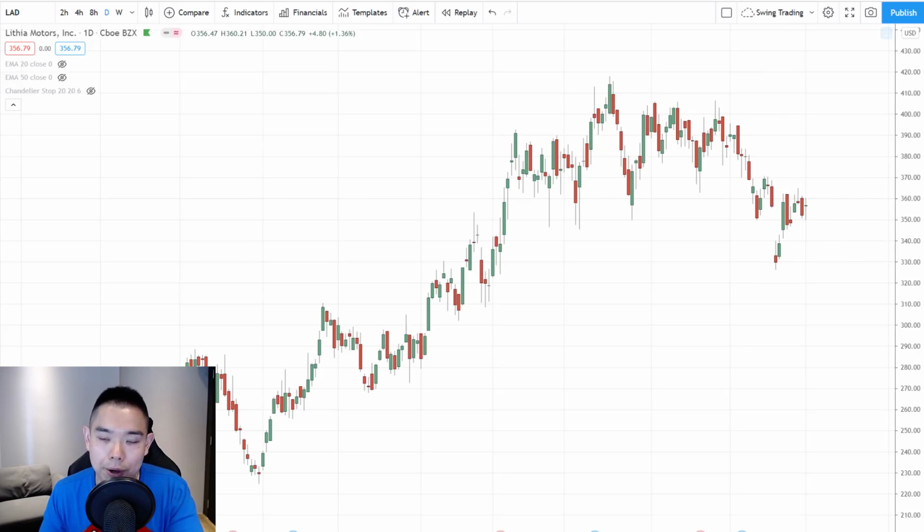So this is where I'm going to take an active trade management approach and be smarter with my target. My target is never cast in stone. It's not like $400 is going to be there forever. No, I'm going to watch how the price action develops and then adjust my target accordingly. So this is a trade that I'm in, in Lithium Motors.